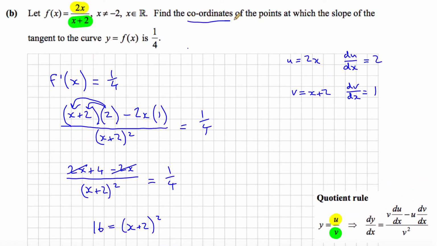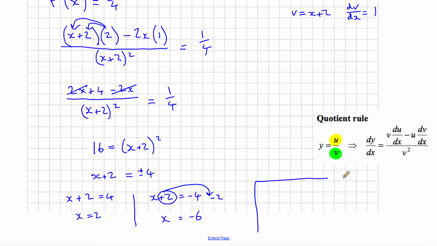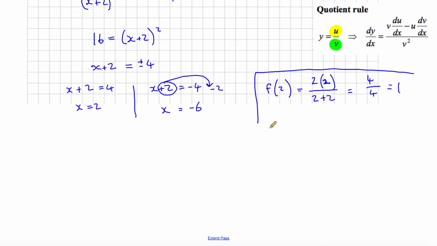I was asked though to find the coordinates of the points. So I've got the x component of the coordinates, I just need now to find the y. So I'm going to plug my x values into the original function. So it's 2x over x plus 2, so I'm going to do this over here. f of 2 will be equal to 2x, which is now 2, so 2 by 2, over x, which is 2 plus 2. And that gives me 4 over 4, which is 1. So one of my coordinates then will be 2, 1.